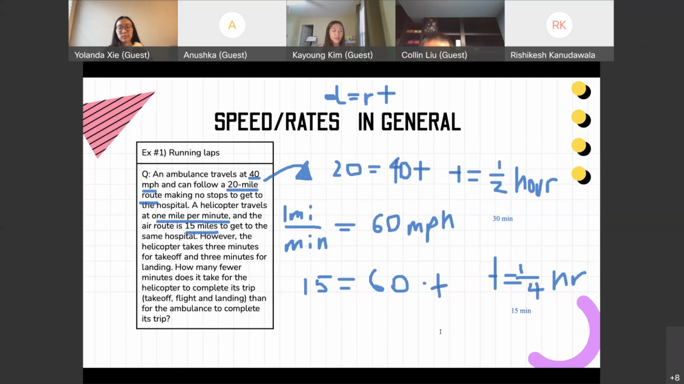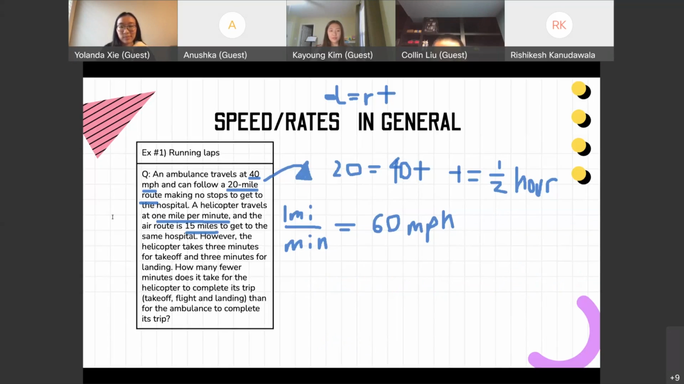So we can't forget about the second to last sentence. It says that the helicopter takes 3 minutes for takeoff and 3 minutes for landing. So we're gonna add 6 to 15, which is 21. So now it takes 30 minus 21, which is 9. It takes 9 fewer minutes for the helicopter to complete its trip. So that's going to be our final answer, I think.